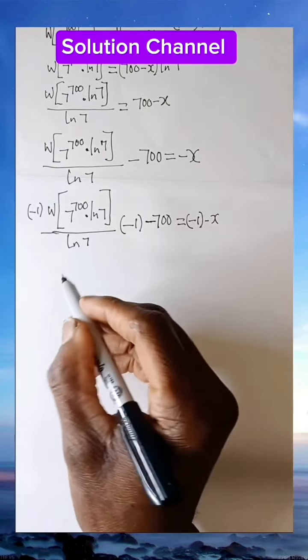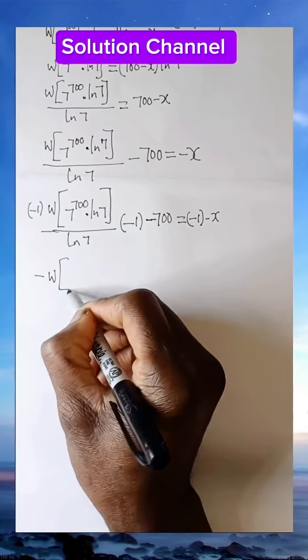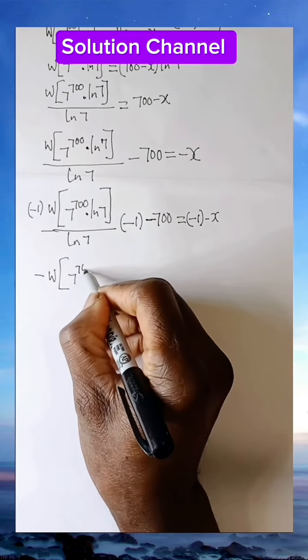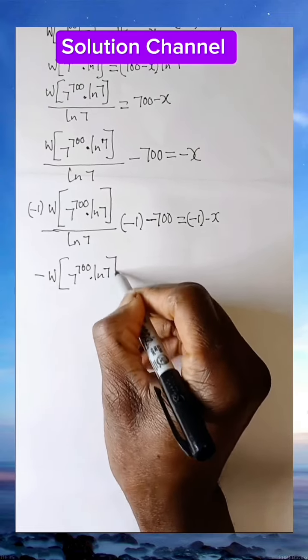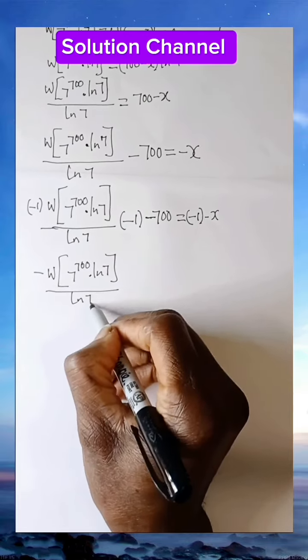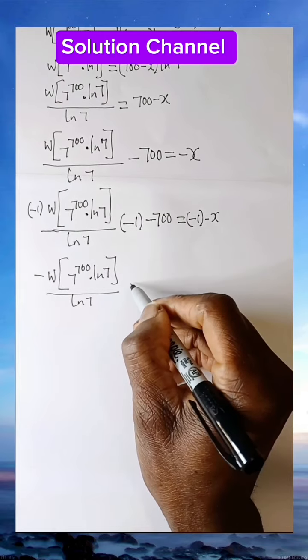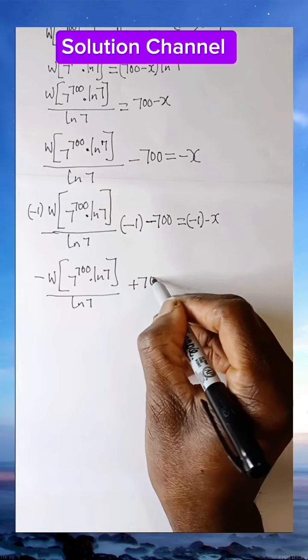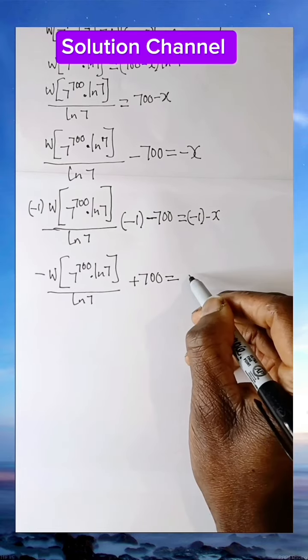Minus times this term is going to give us minus the Lambert W of 7 raised to the power of 700 times the natural log of 7, divided by the natural log of 7. And here, minus 1 times minus 700 is going to give us plus 700. And this is equal to minus 1 times minus x, which is going to give us x.